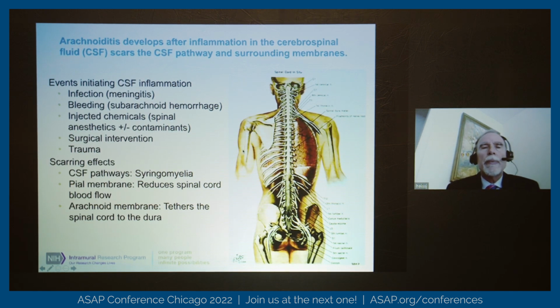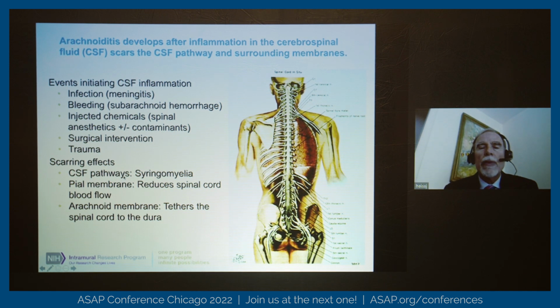And arachnoiditis develops after inflammation in the cerebrospinal fluid. So what causes inflammation in the spinal fluid? Well, it could be infection, bleeding, injected chemicals like an old type of myelogram dye. Surgery, even though we don't like to admit it, can cause inflammation, and trauma like severe motor vehicle accidents can cause arachnoiditis. And arachnoiditis is scarring. It's another name for scarring.